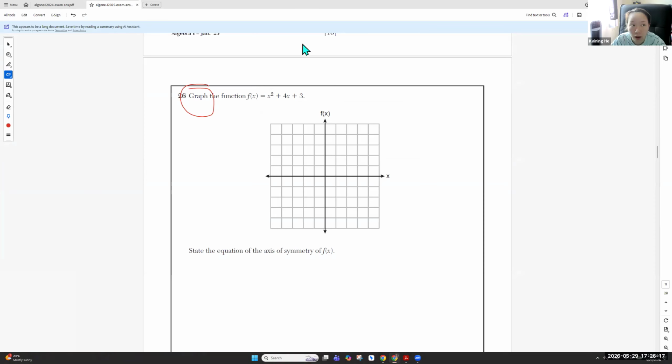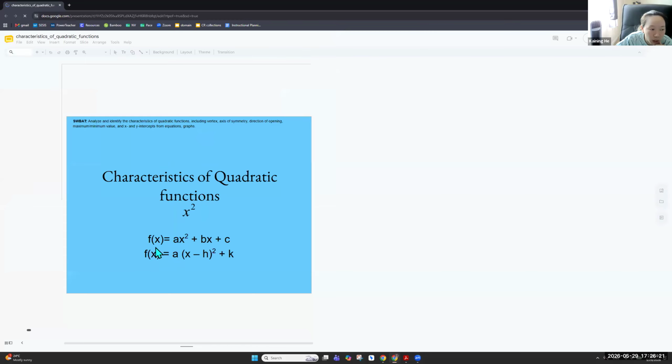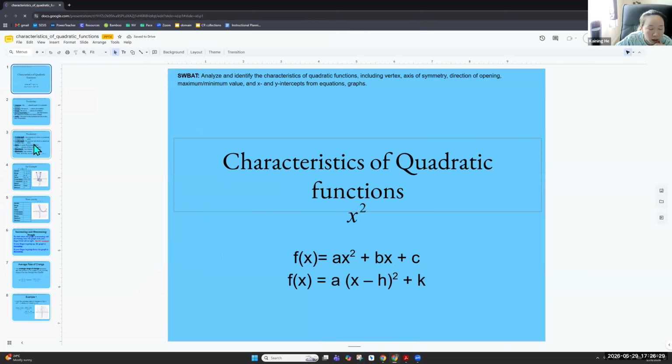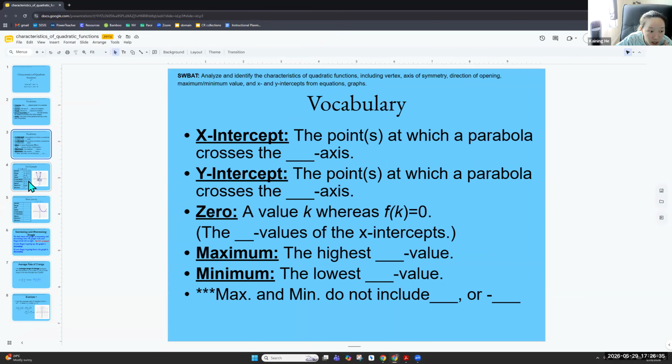All right, so on Tuesday, this is going to be something that you will see in our classroom, talking about all the characteristics that you will see in a quadratic equation. So you will see a vertex form, or a regular standard form of a quadratic equation. You'll be analyzing a domain, a range, an axis of symmetry, and then vertex, x-intercept, y-intercept, and zeros, and maximum and minimum, all of them.